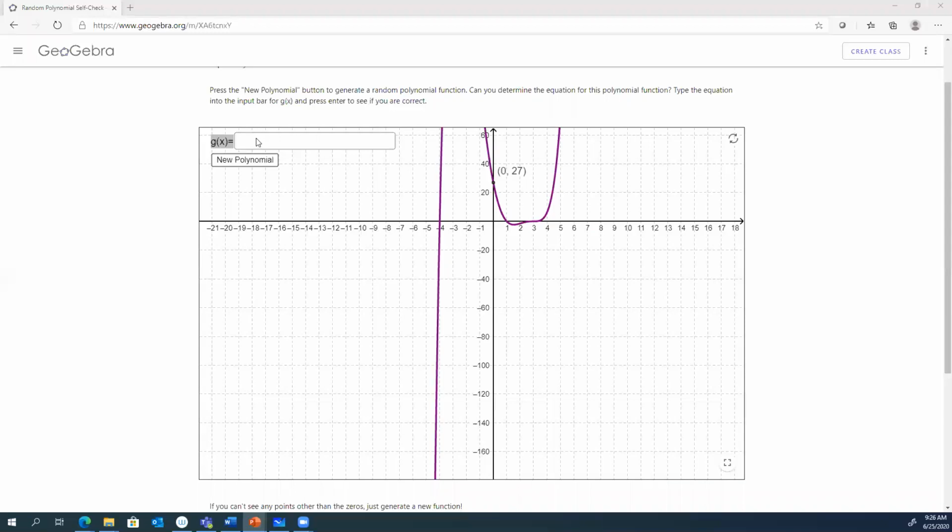We'll find the equation. So I see an x-intercept at -4. I see an x-intercept at 1. I see this little flattening out at 3. So I'm going to try x minus 3. And this is how you write the exponent. So there's my graph. It's not quite right.